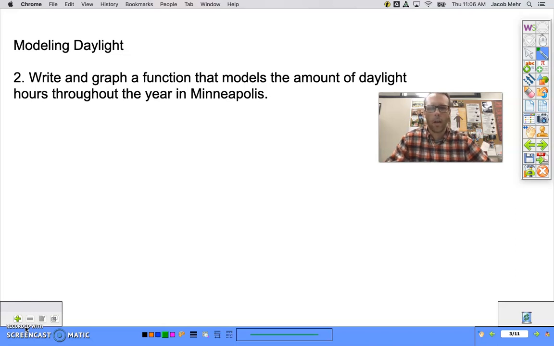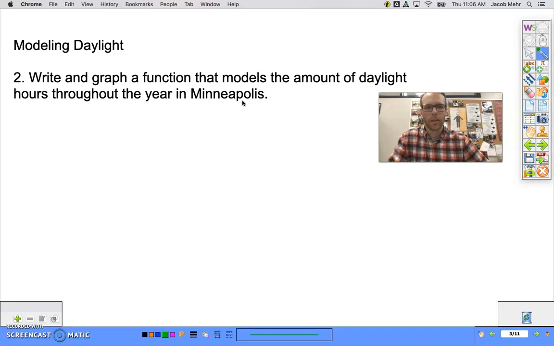All right, hi guys. One problem we're going to look at today. In our last video, we looked at some simple harmonic motion, something on a spring going up and down. Today we're going to model a different type of behavior, the amount of daylight that we get throughout the year in, well, anywhere in the world, but we're going to pick the city of Minneapolis.